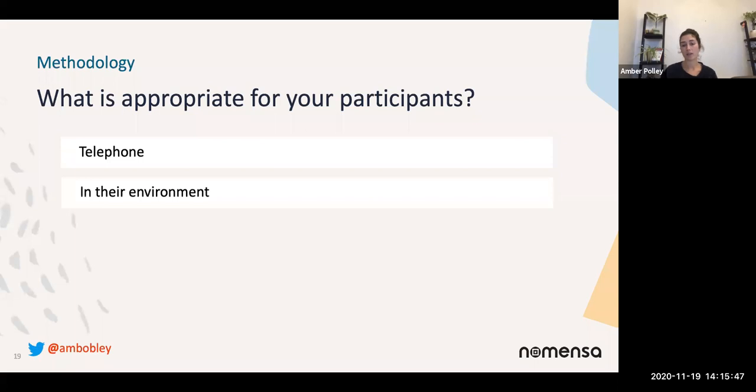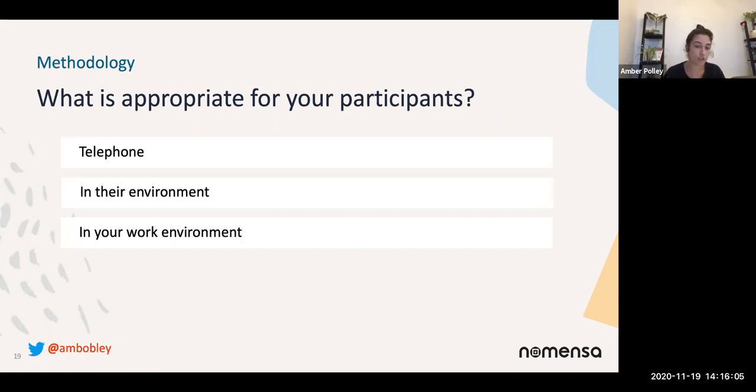If you're going into their own environment, if you're going into one of their support groups or their houses, what considerations do you need to be making for going into their environment? How can you make it as comfortable as possible for them, and obviously be respectful of the fact that you're encroaching onto their environment? Is it going to be in your work environment? Are they going to come into your office, your research labs, your own support groups? And what kind of things you need to be thinking about to make that comfortable. Is that appropriate for them? Are they going to be okay coming into somewhere that's new for them?